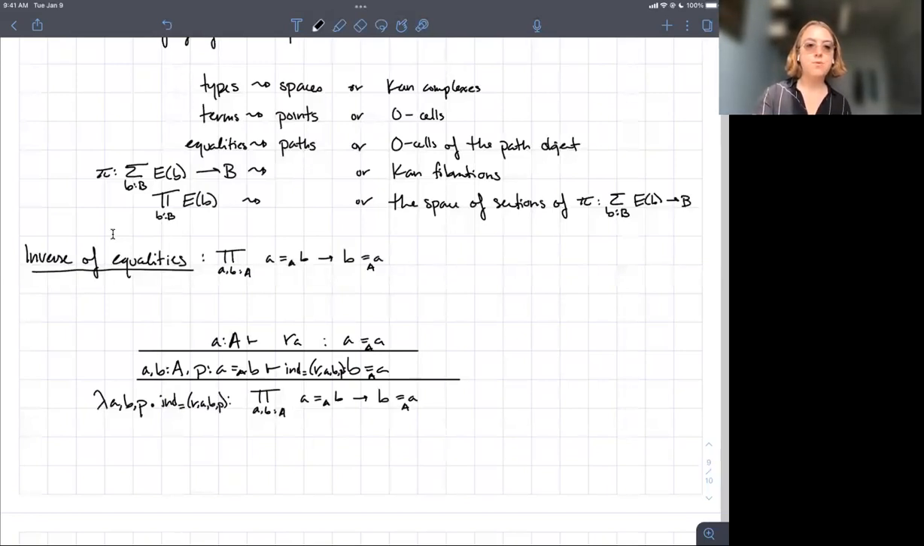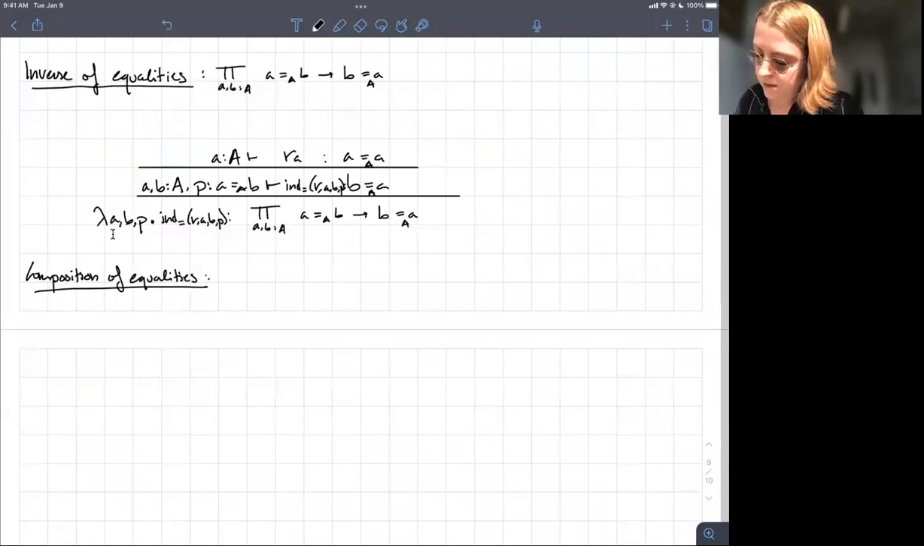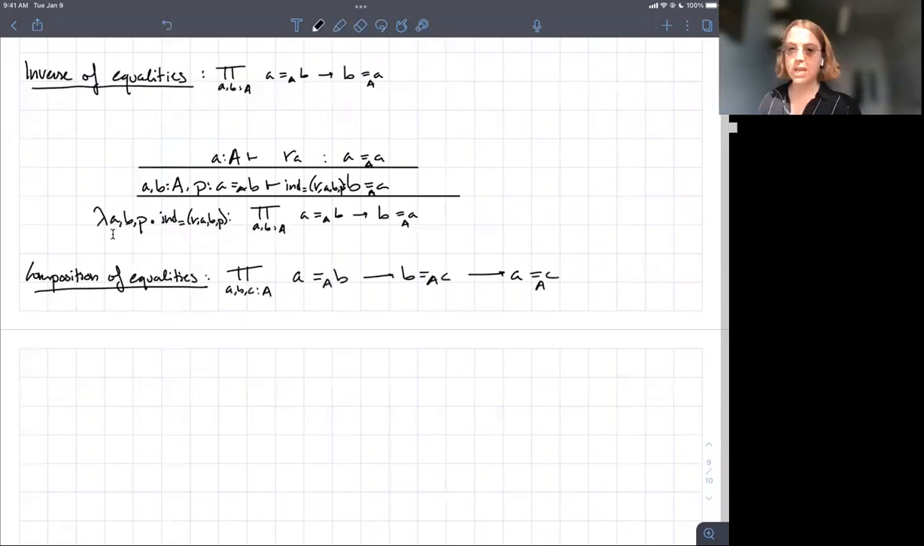Okay, we can also prove composition of equalities. And I'm thinking about whether or not I should do that in the time remaining. Yes, perhaps I should. Okay, so we can also prove that we can compose two equalities. And so what do we mean by that? We mean that for all triples of terms in A, if we have an equality like this, and we have an equality like this, then we get an equality like this.